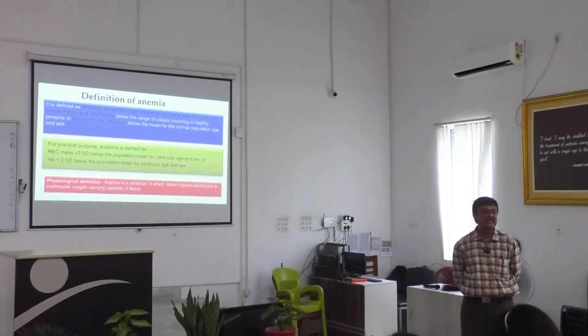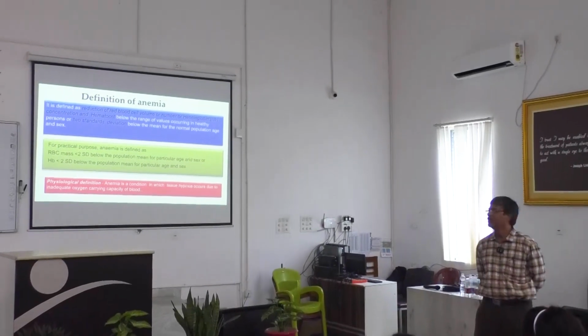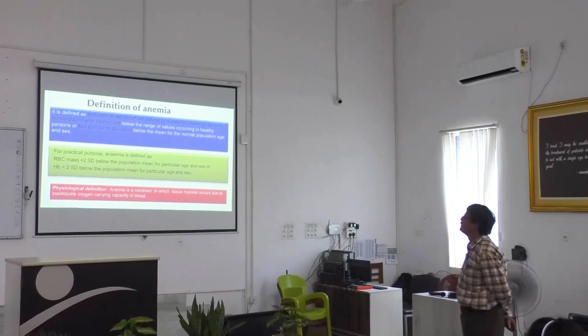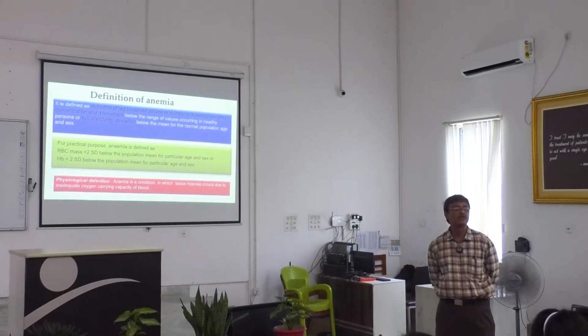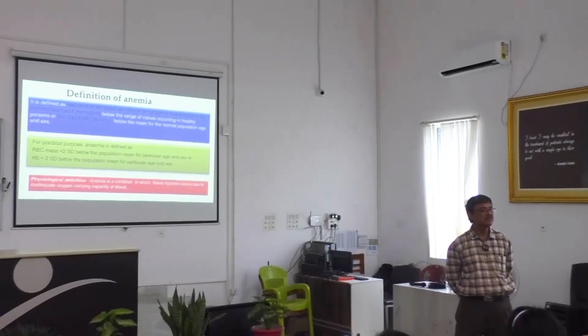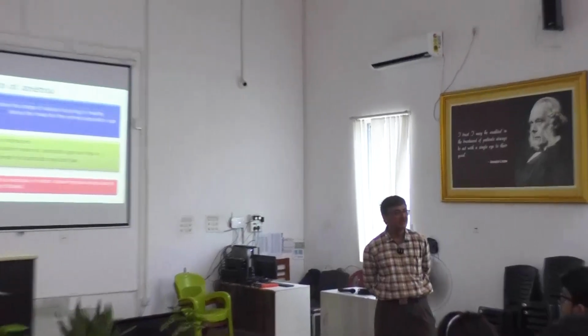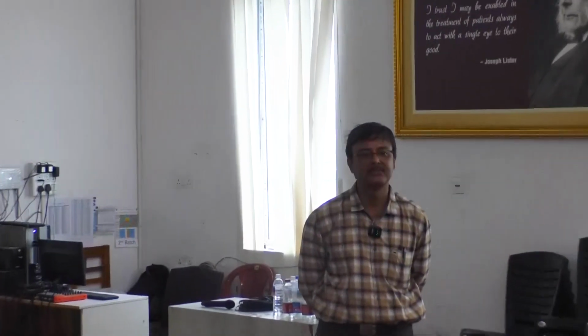Hemoglobin concentration in the RBC is reduced. So what happens then? So what is the cutoff point? Below a certain cutoff point. The cutoff point is 2 standard deviations below the population mean. You have to know the statistics now in the CBME. 2 standard deviations means 3rd to 97th centile. 2 standard deviations below the population mean with a comparable age and sex. So that is the definition.